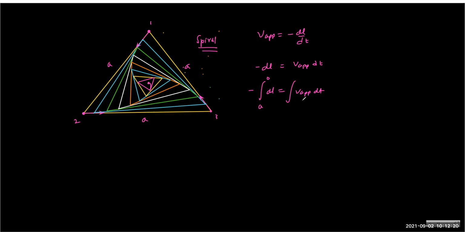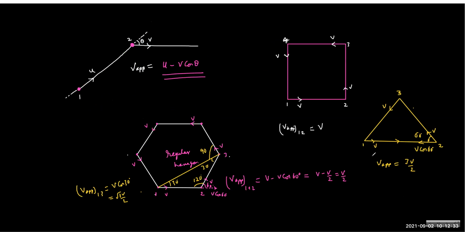Therefore, if they maintain that triangular shape all the time, V approach in this case will always come out to be 3V by 2, as we calculated here. Look at this, because this answer has nothing to do with the size of the triangle.